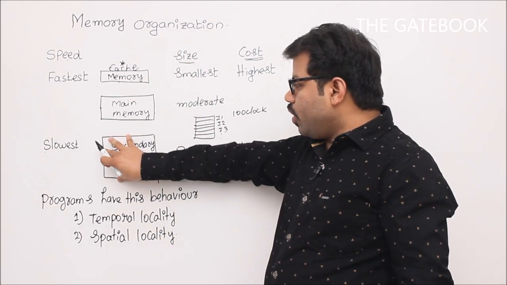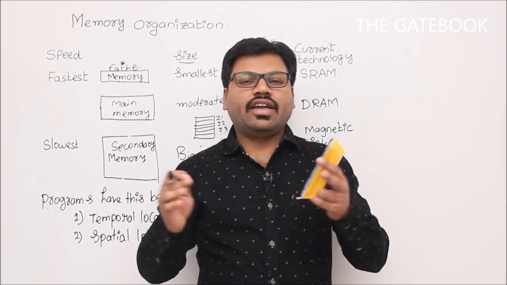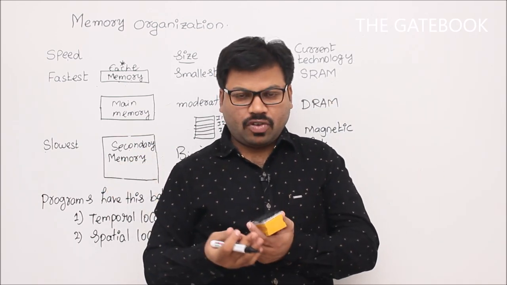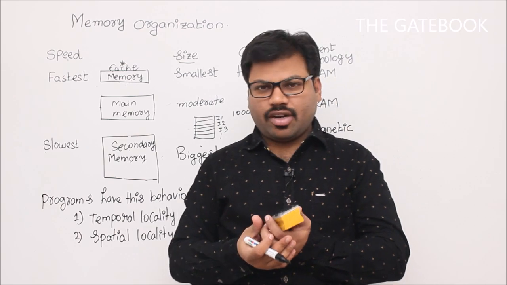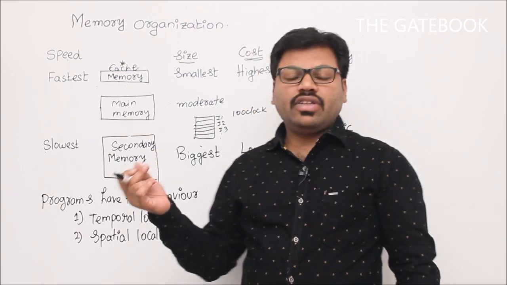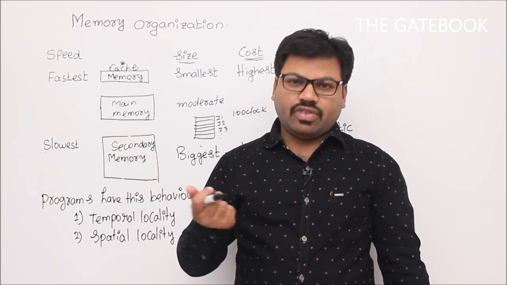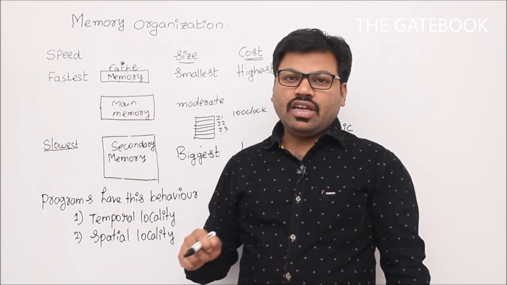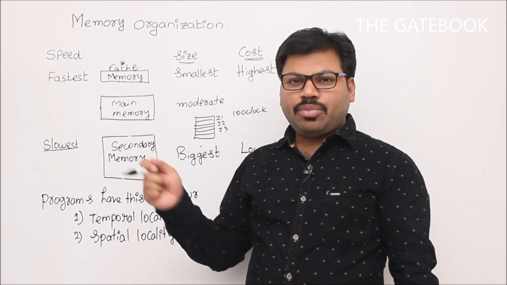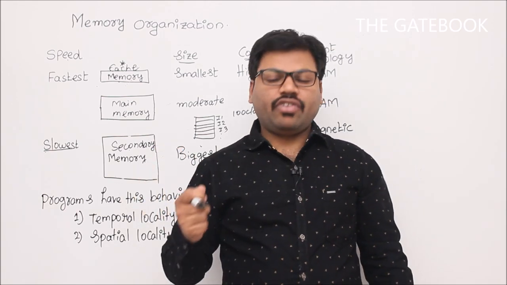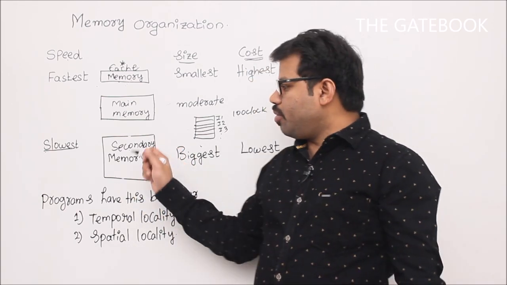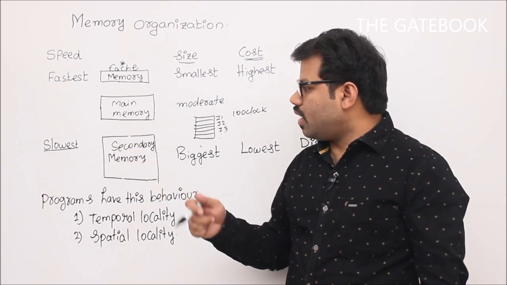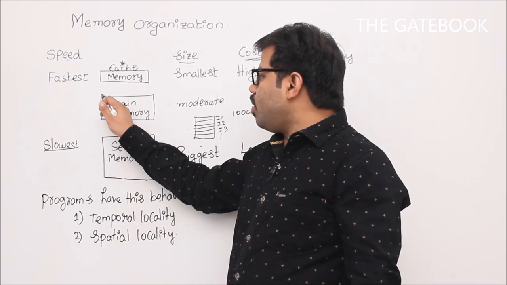The secondary memory can have a lot of data, gigabytes of data, terabytes of data. But the problem with secondary memory is that the speed is slowest. That's why we can't directly connect our CPU to this secondary memory. That's why secondary memory is not directly connected to the CPU. Understand? So that's why main memory is introduced.